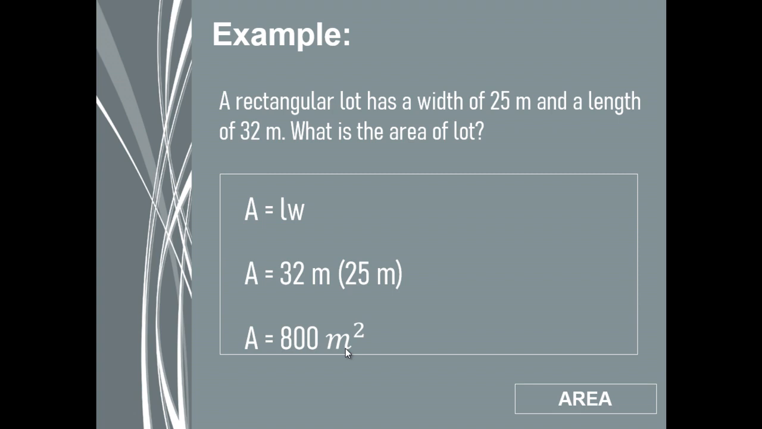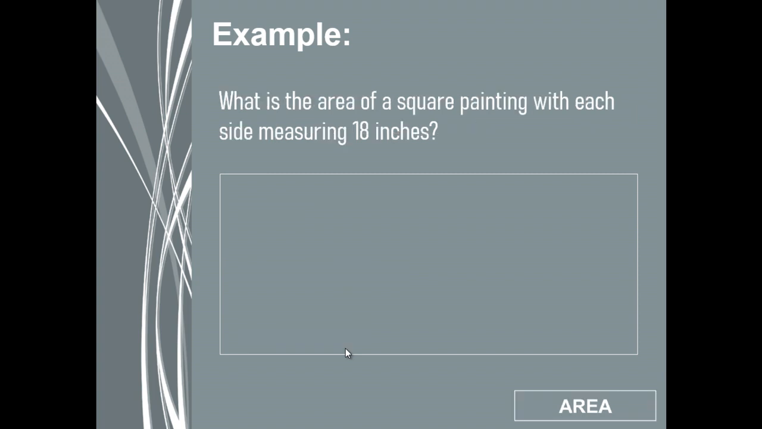So, that's it, finding the area. Another example. What is the area of a square painting with each side measuring 18 inches? This time, it is a square. So our formula is A equals S squared, meaning the measure of each side of the square raised to the power of 2, or the measure of each side is being multiplied by itself.